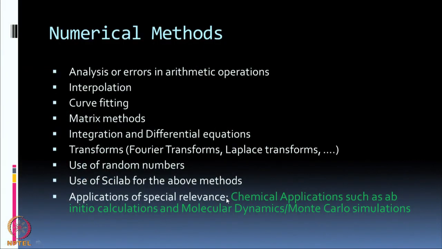Now, you see that we were discussing numerical methods. And what do these numerical methods involve? Analysis of errors in arithmetic operations, interpolation, curve fitting, matrix methods, integration and differential equations, transforms, use of random numbers, use of Scilab and applications of special relevance. This is what numerical methods are.